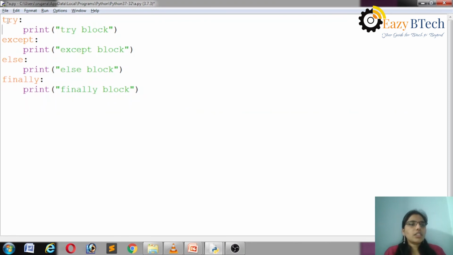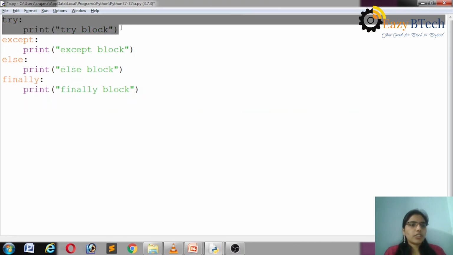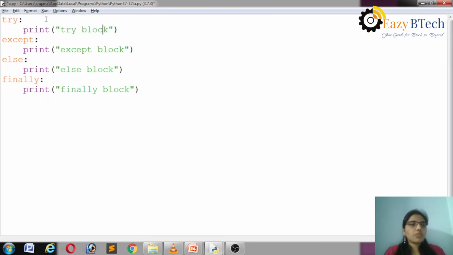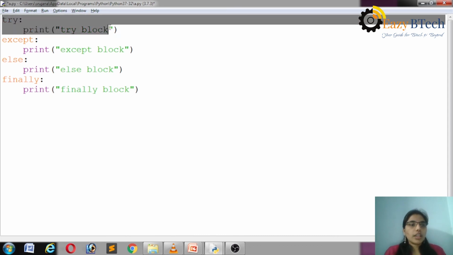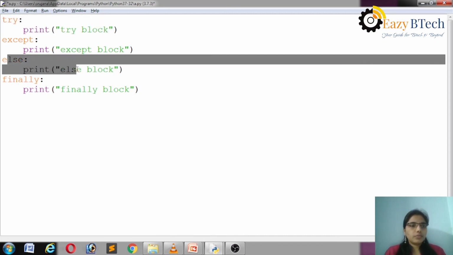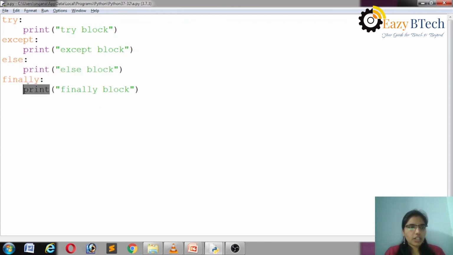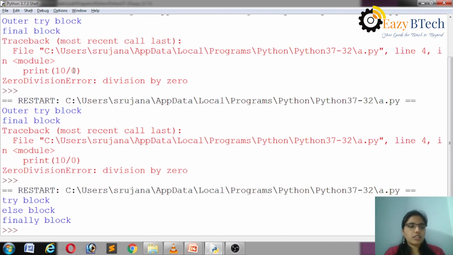So first of all, the try block is executed. There is no exception in the try block, so then the else block is executed. After the else block, the finally block is executed. So try block, else block, finally block is the answer.